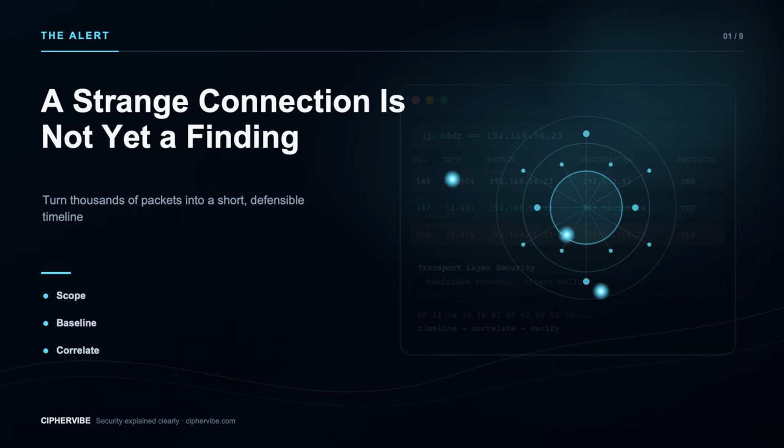In this original CipherVibe guide, we will investigate a synthetic alert inside an owned lab. We will open a prepared capture, confirm capture context, find the busiest endpoints, narrow to one workstation, inspect DNS and TLS metadata, follow one conversation, build a timeline, and decide what to verify next.